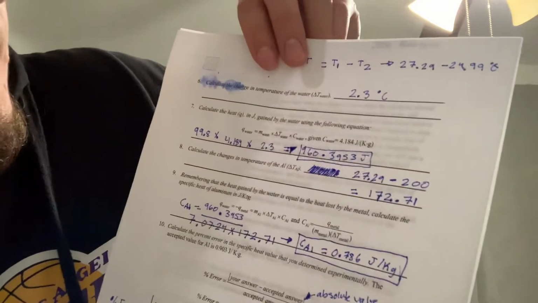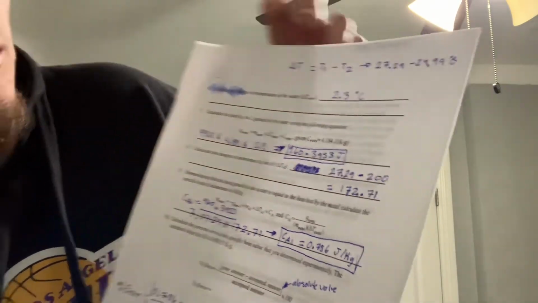Then we had to move on and calculate the heat, Q, in joules, gained by the water using the following equation. Here's the equation of heat, which was Q water equals m water times delta T water times C water, and the given C of water is 4.184 joules. After inputting all my information into the formula, I came to a conclusion that it is 960.3953 joules.